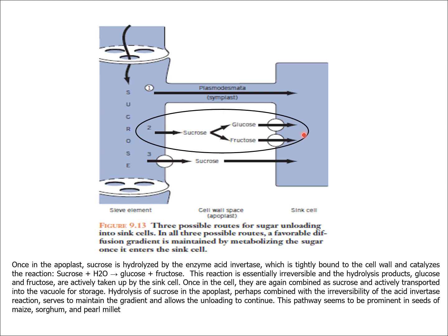Hydrolysis of sucrose in the apoplast, perhaps combined with the irreversibility of the acid invertase reaction, serves to maintain the gradient and allows the unloading to continue. This pathway seems to be prominent in seeds of maize, sorghum, and pearl millet.